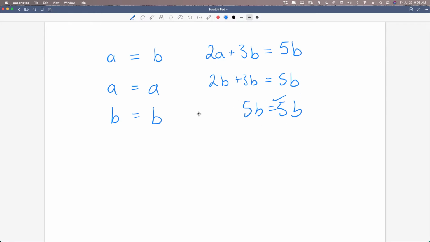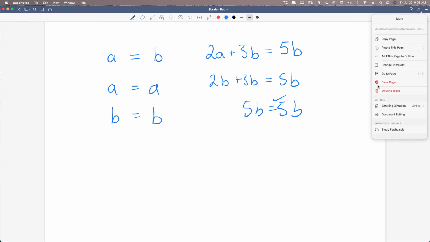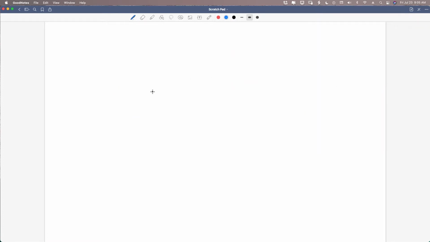Sorry, my throat's about to go. So let's begin with an example problem and talk about that in regards to x and y coordinates or linear equations. Just clear this page. There we go. It's just going to take us a minute. It's getting warmed up this morning.